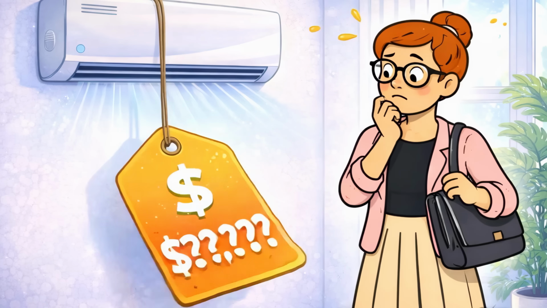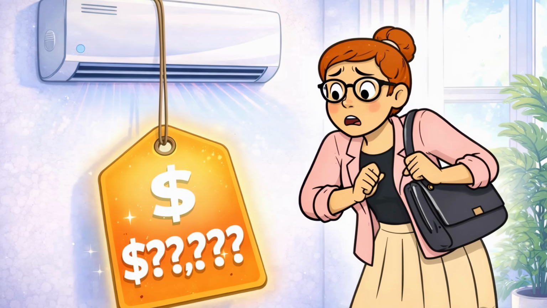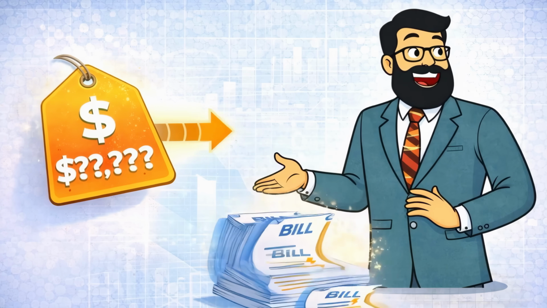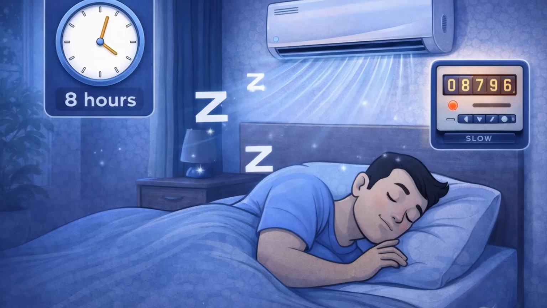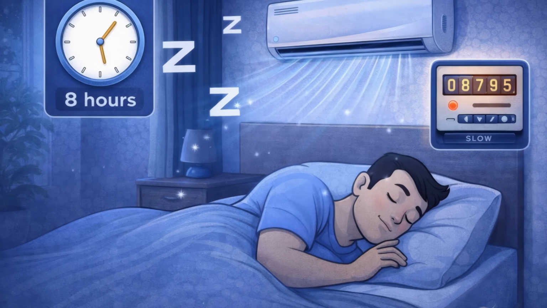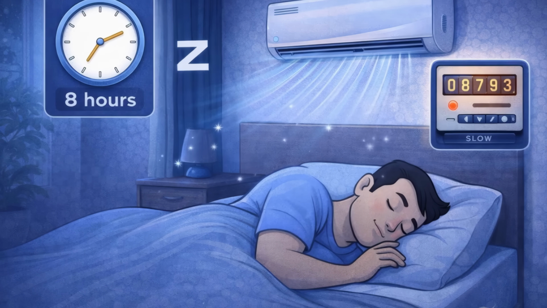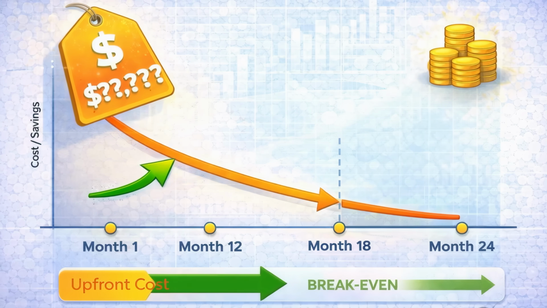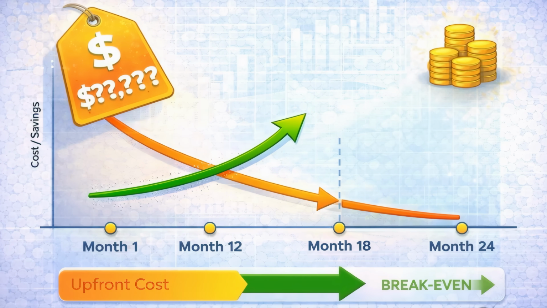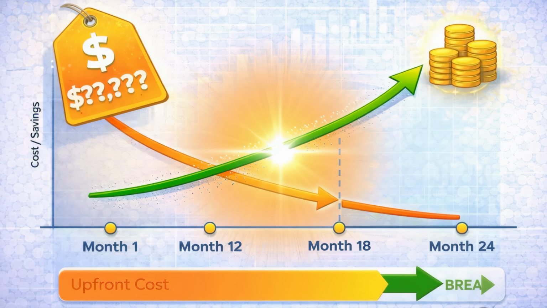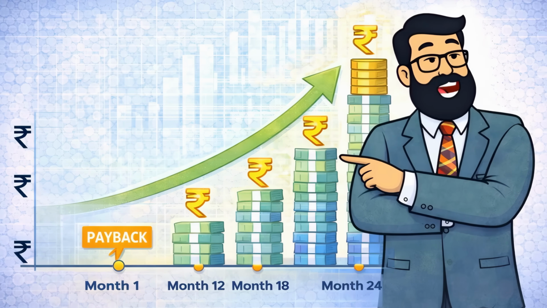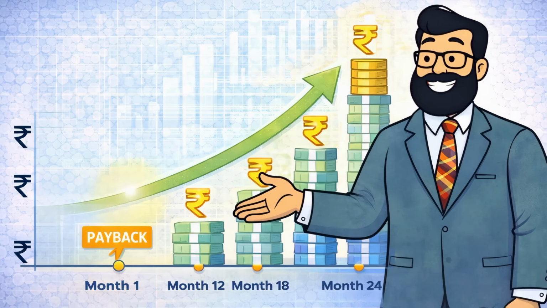Most people look at the price tag and see the inverter AC as more expensive. I want you to look at it as a prepaid electricity bill. If you use your AC for 8 hours a night during the summer, an inverter unit can easily save you a significant amount every month. In most regions, the difference in the purchase price is paid back in electricity savings within 18 to 24 months. After those 2 years, every rupee you save is pure profit in your pocket.